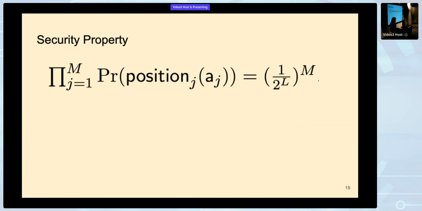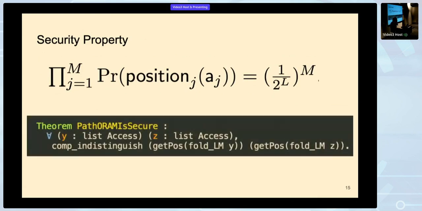L here is the height of the tree. M is the length of the access sequence. So formally, we'd like to show that the Y and Z sequences are related by the computationally indistinguishable relationship, which is defined essentially according to this probability equation.